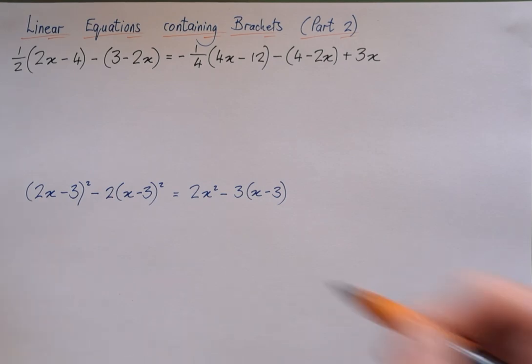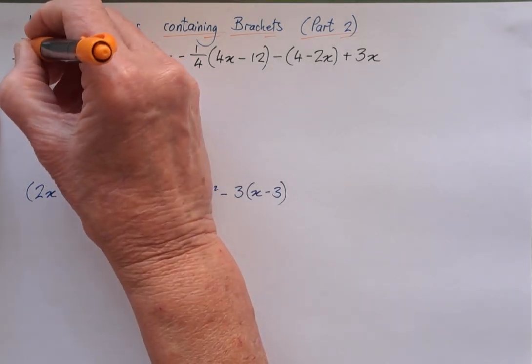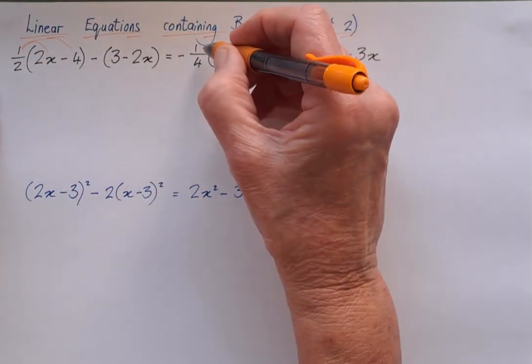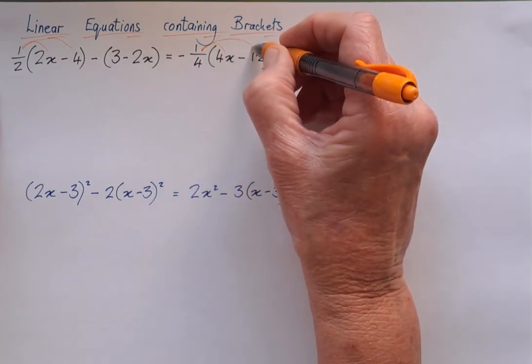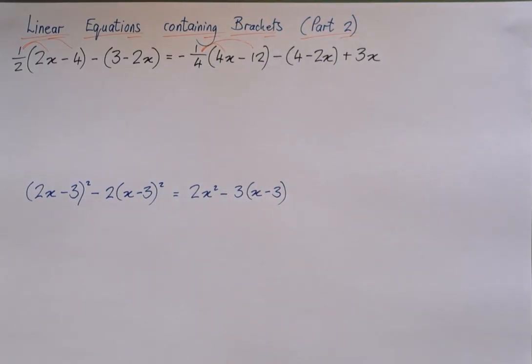So again, we need to remember that that half is going to be multiplied into both terms of the brackets. And then we also need to remember that we must look at the signs, because that's the other thing that people often make mistakes with. When they're multiplying into a bracket, they get the wrong sign.